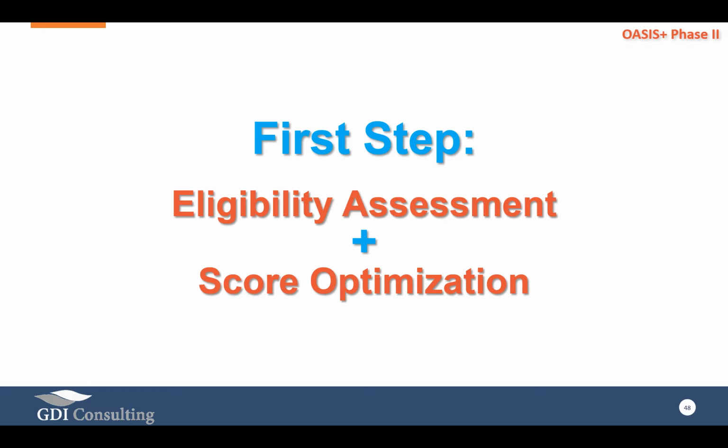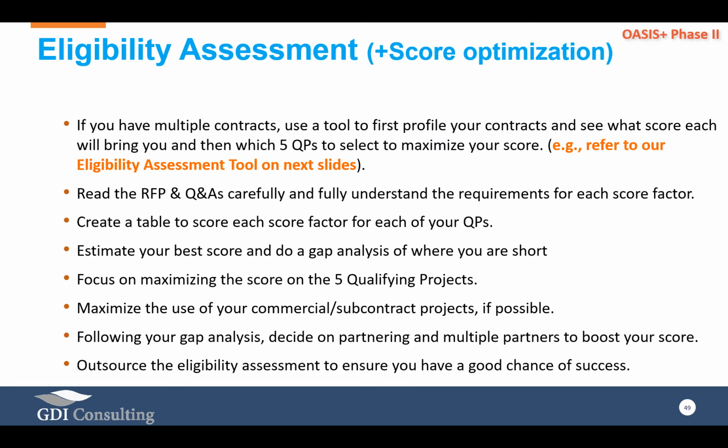Let's now discuss eligibility assessment as well as score optimization. These are the first steps that you should take. If you have multiple contracts, use a tool to first profile your contracts and see what score each will bring for you, and then which 5 QPs to select to maximize your score. I'll show you our eligibility assessment tool on the next slide.